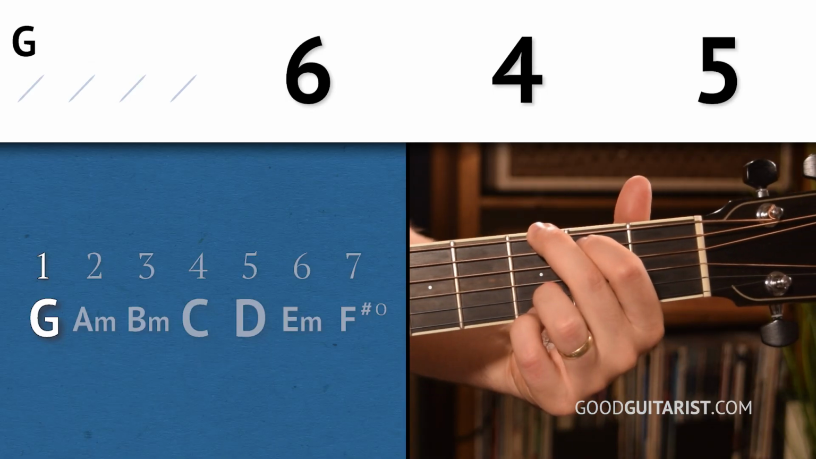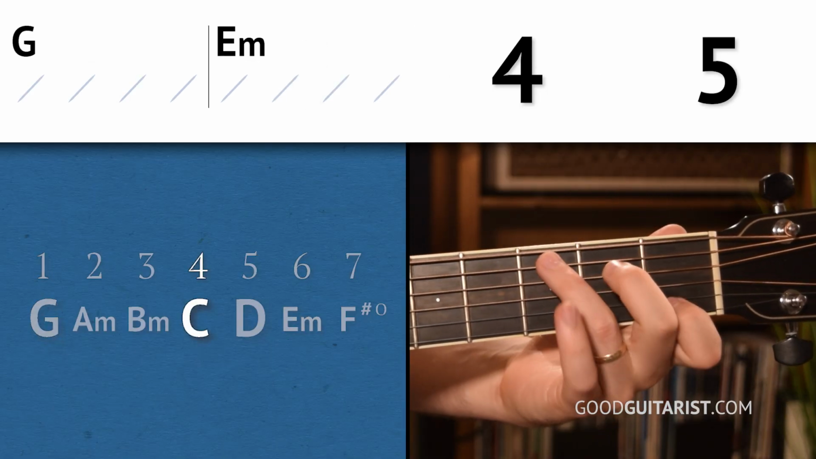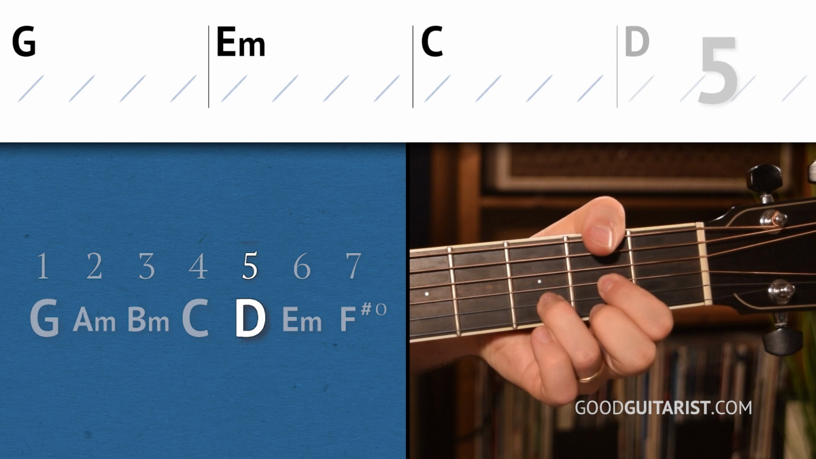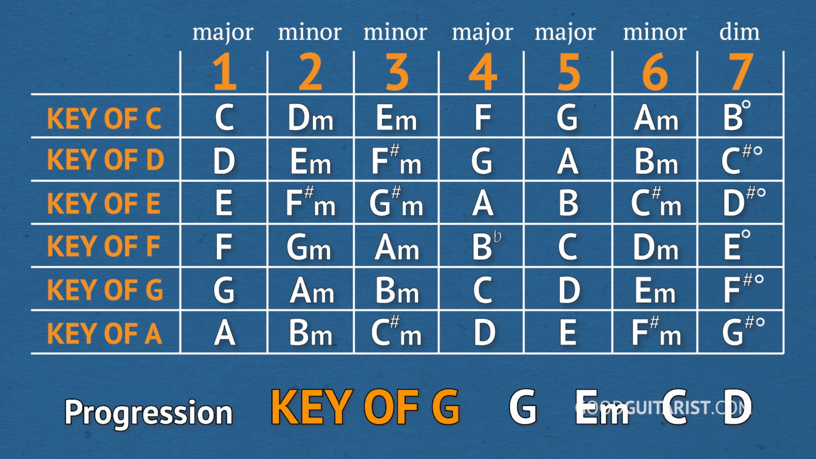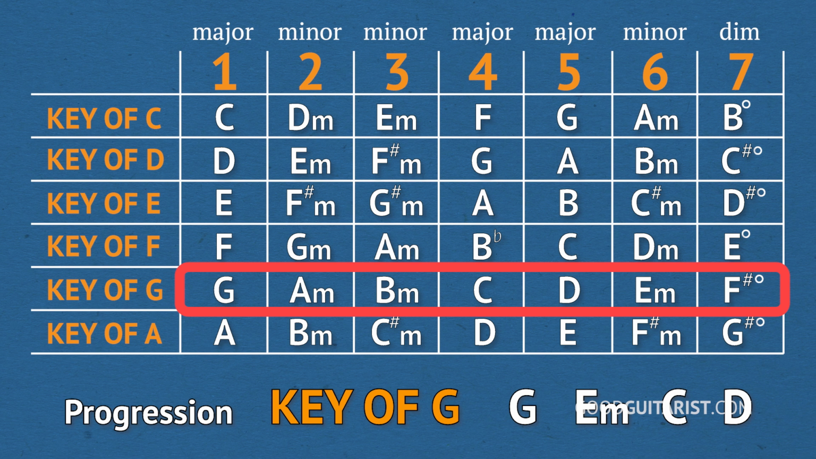And the easiest way to play it is in the key of G. We get G, E minor, C, and D. And we can use our handy chart to convert this to the key of C. So we have our chords G, E minor, C, D. We find the key of G on the chart. That's the only one that has that combination of chords in it. G is 1, E minor is 6, C is 4, and D is 5.